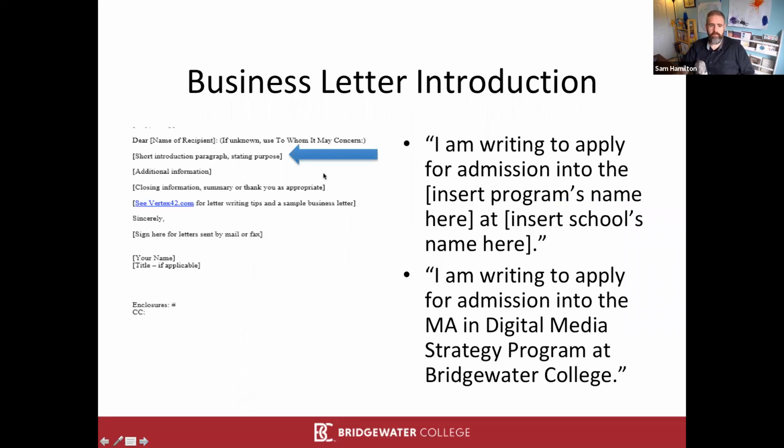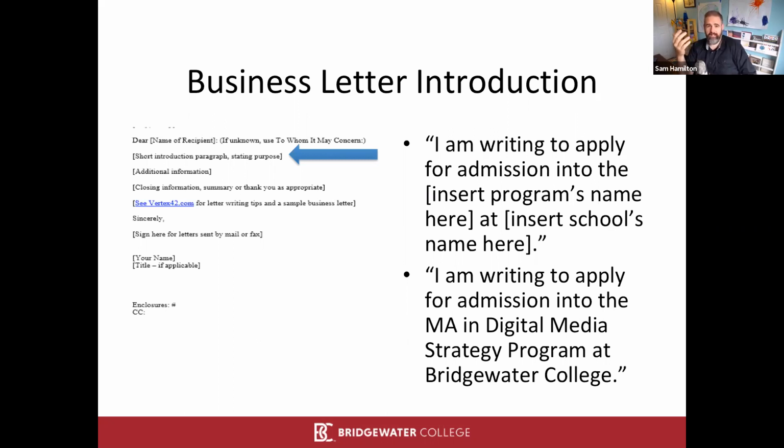Now let's move on to the business letter introduction. So this is after you've put your address, their address, the salutation. You should have a short paragraph, if not just a single sentence where you say, I'm writing to apply for admission into blank at blank, or I'm writing to apply for this position at this company, right? Short, simple, keep it sweet. There are variations of this, but again, I don't feel comfortable recommending that you try to be creative in your introduction.